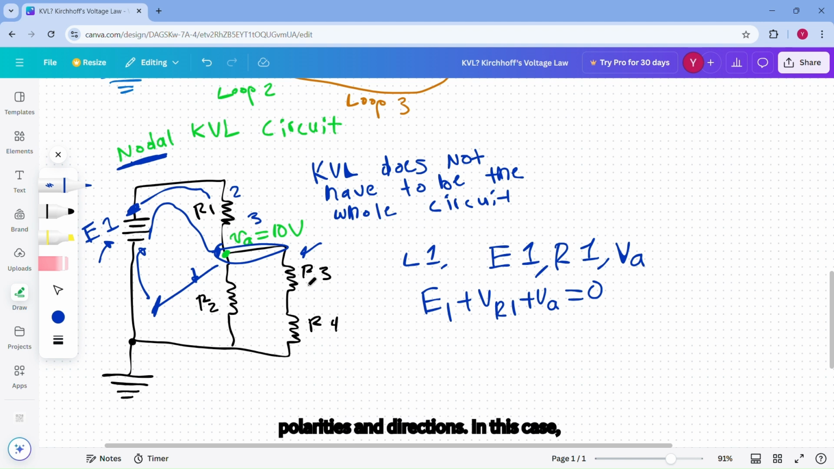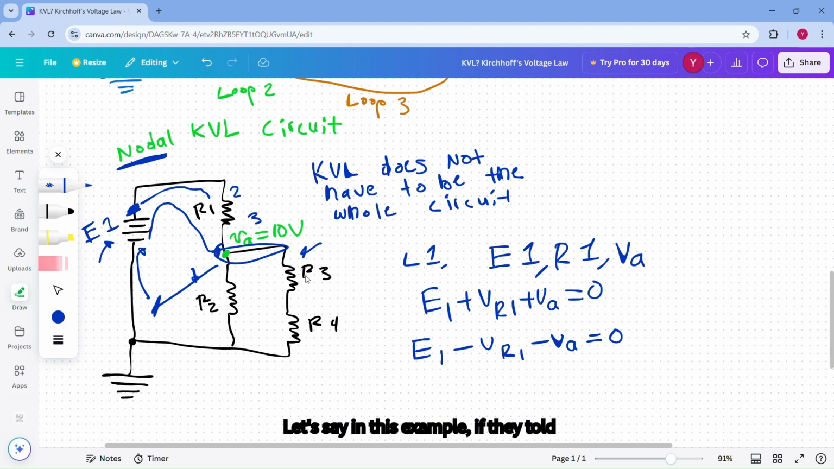and directions. In this case, once again, it's still only one voltage source. My nodal voltage is not a voltage source. It's telling me how much voltage difference there is at that point. So I can model this as E1, and then there's a drop across VR1, and then the final drop is across VA. Okay? So if I was to write that out.